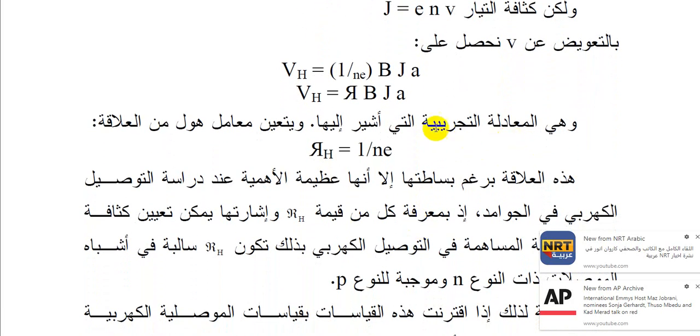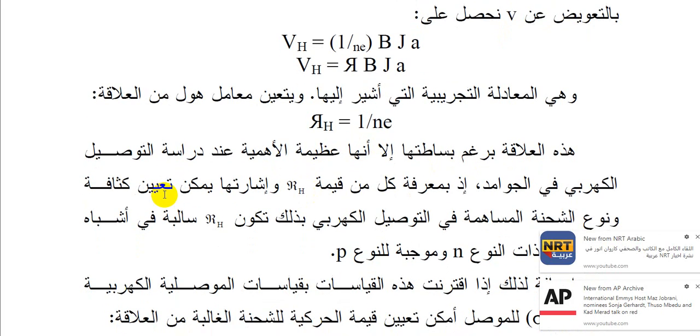The empirical equations, or pre-indicated empirical equations, and assigning Hall coefficient or Hall factor from the relationship. Hall factor equals to 1, as you can see right in front of you. Despite the simplicity of the relationships, the relationship is actually of maximal importance when studying electrical conductivity of solids.